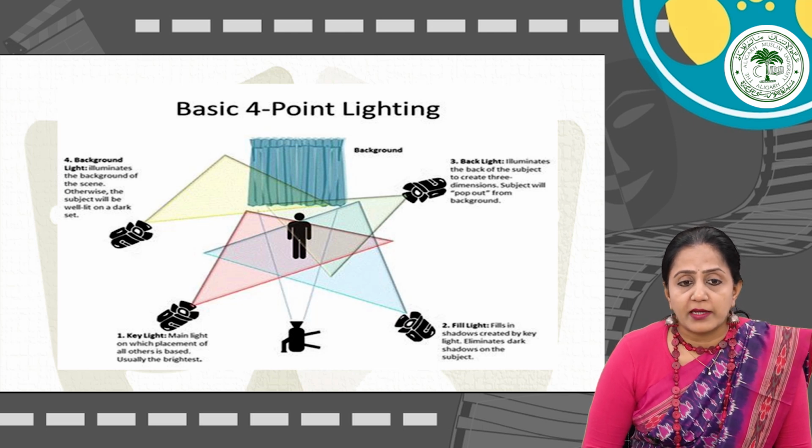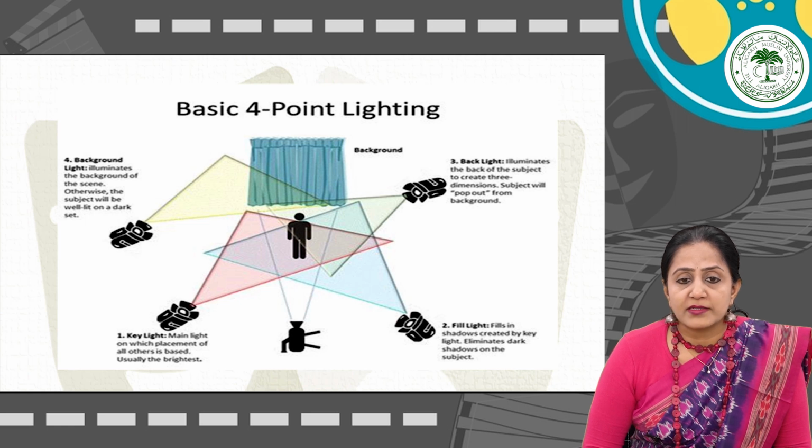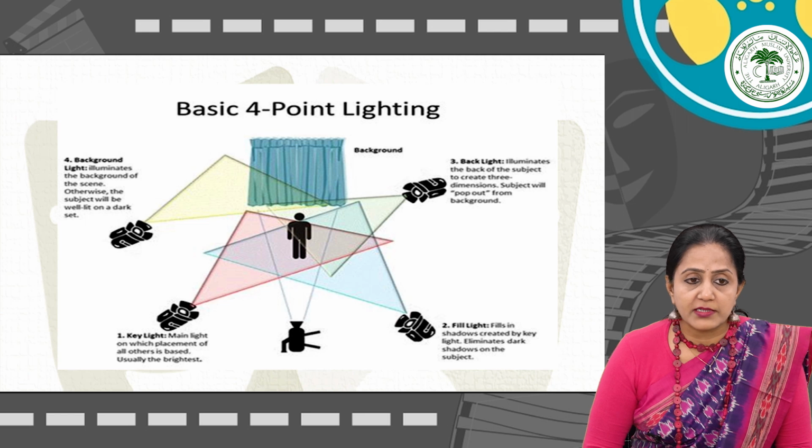Then there is backlight, the light that falls from behind and illuminates the back of the subject to create a three-dimensional effect, and the subject will pop out from the background with the help of this light. And then we have the background light, which illuminates the background of the scene, otherwise the subject will be well lit on a dark set.